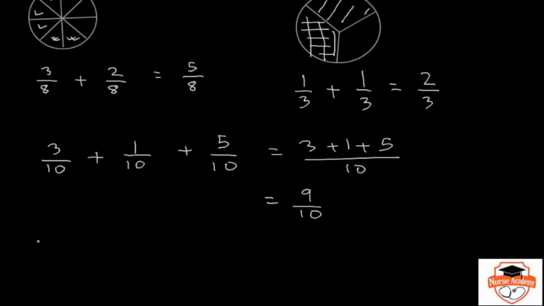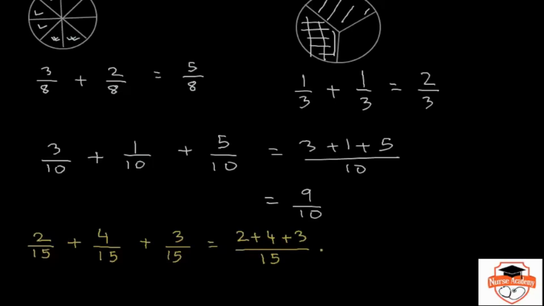Sometimes you might need to reduce or simplify your final answer. For example, if you had to add, let's say 2/15 with 4/15 with 3/15, let's say. So you get on the top 2 plus 4 plus 3 all over 15, which is 9/15, and 9/15 can be simplified. You can divide 9 by 3 and 15 by 3. So that becomes 3 over 5. So the simplified form of this sum is 3/5.